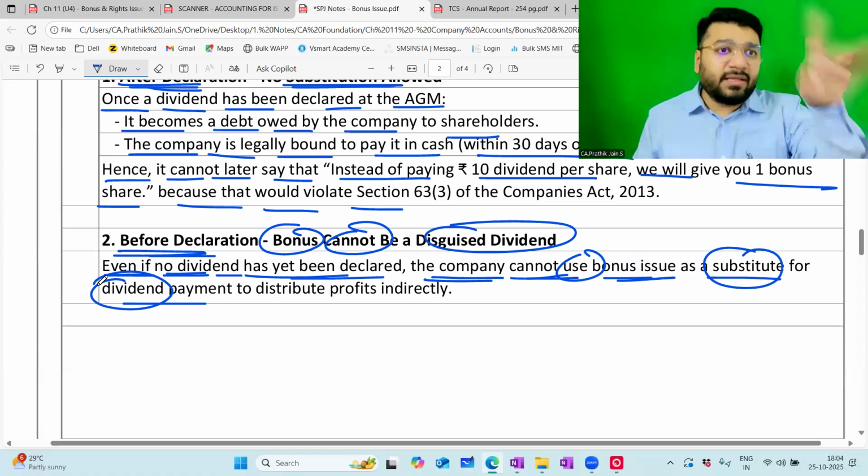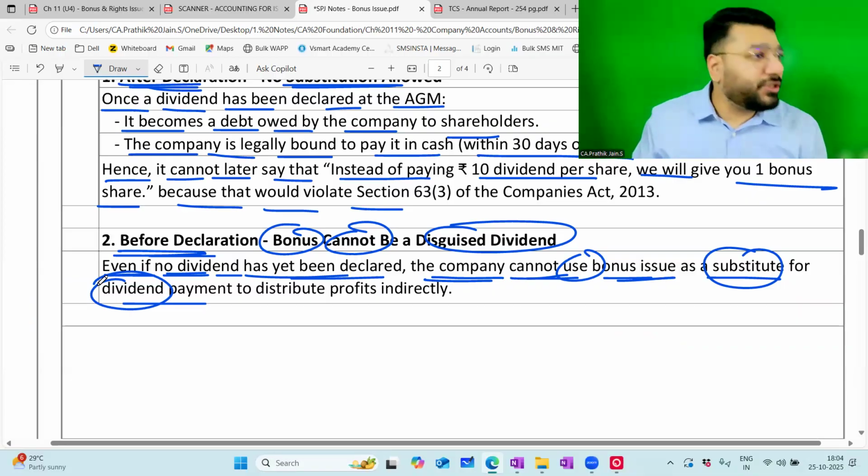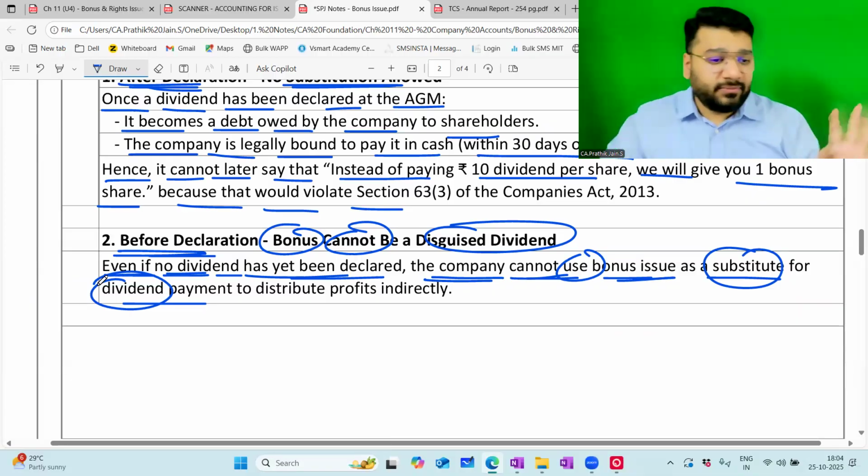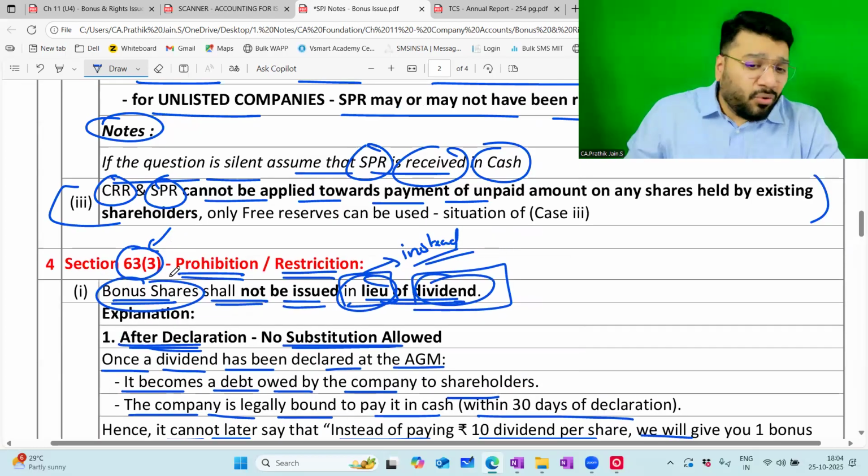Dividend only has to be given in place of dividend. In other places, you can issue bonus shares. It cannot be in lieu of dividend. Okay, not okay? Only one line.